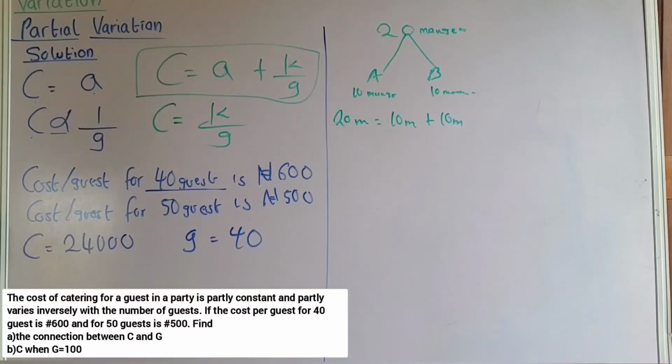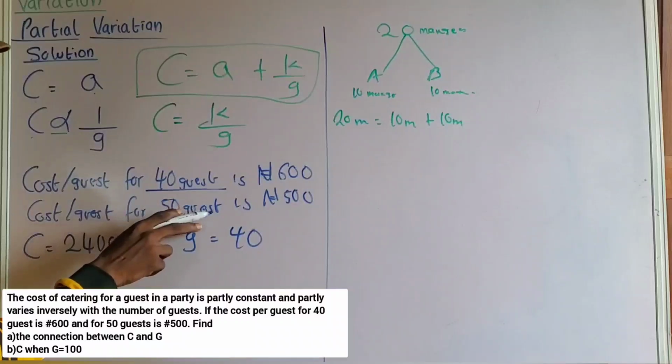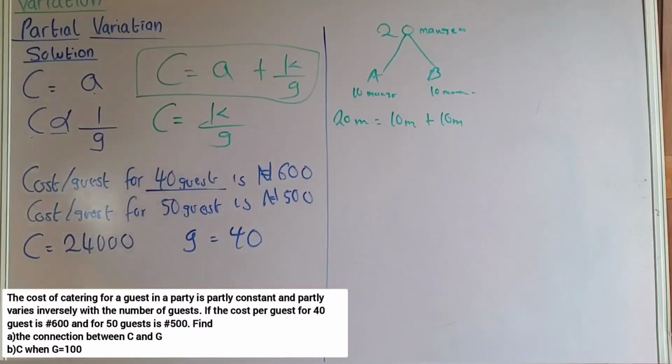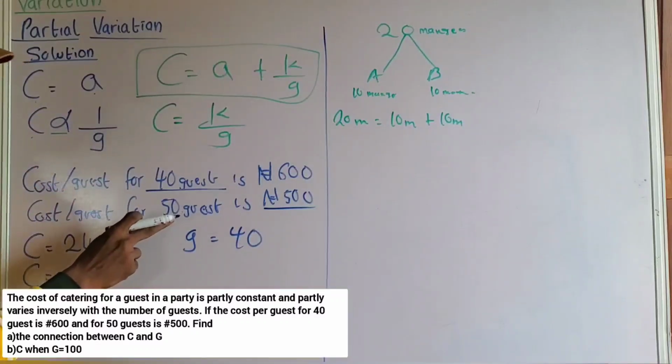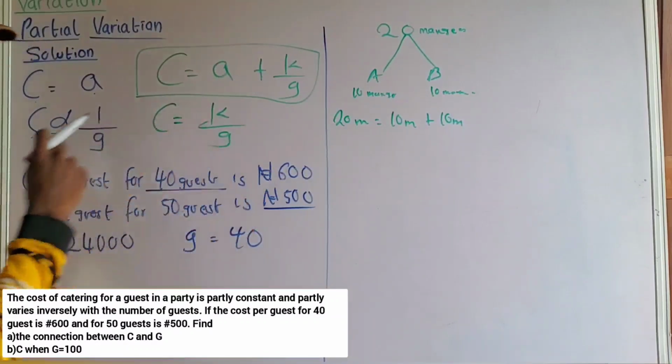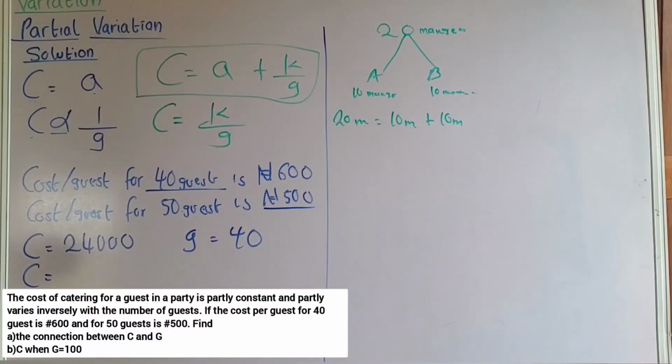Now, for the second statement, we have the cost per guest for 50 guests is 500 naira. That is the cost of each guest when we entertained 50 guests is 500 naira. So this is the cost for a single guest. Now we are entertaining 50 guests. I'm going to have 50 times 500. So 50 times 500 is what? That will be 25,000. Yes, 25,000.